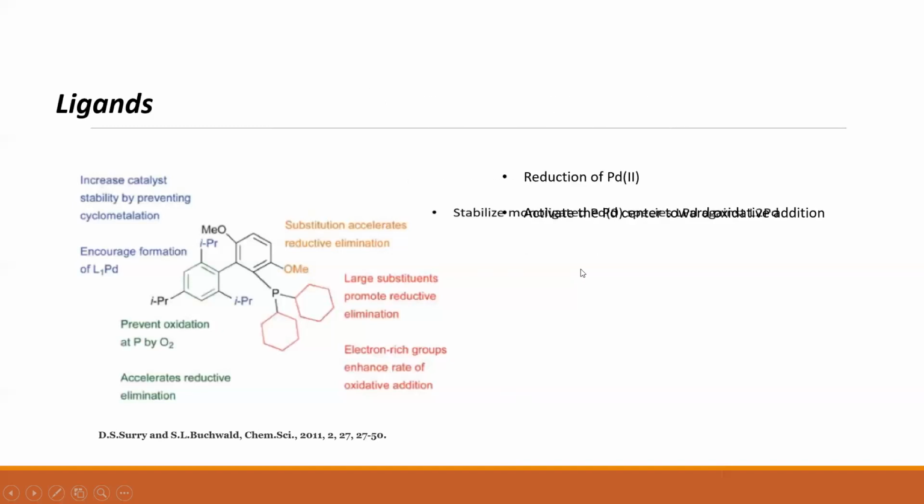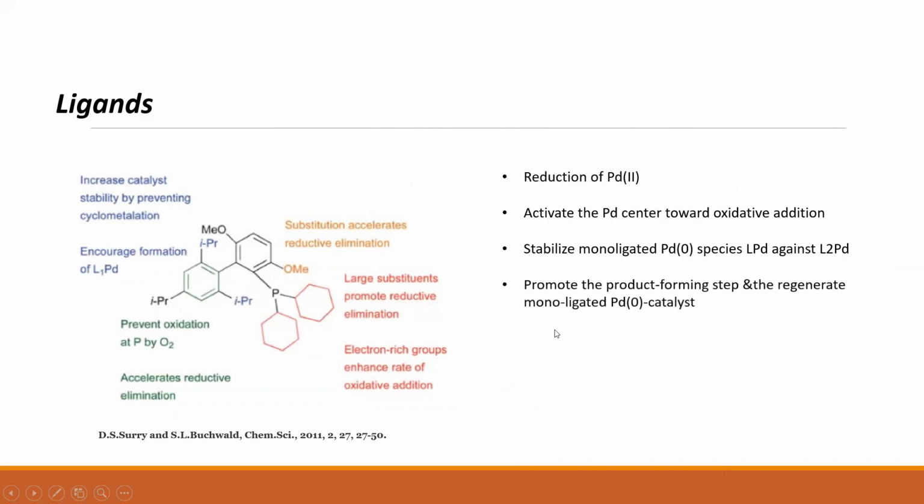And also, bulky electron-rich ligands are desirable to stabilize the monoligated palladium 0 species against the corresponding bidentate palladium species. Besides, those ligands help promote the product forming step, that is the reductive elimination, and regenerate the monoligated palladium 0 catalyst. Other reasons for the application of electron-rich ligands are to enhance the enantiomer selectivity of the product that we are after, and also inhibit the beta hydride elimination.